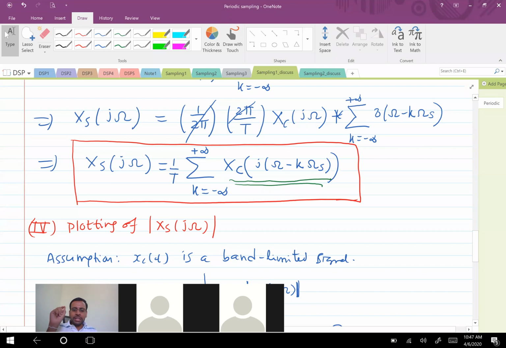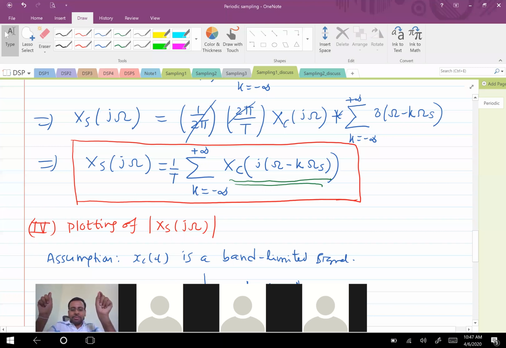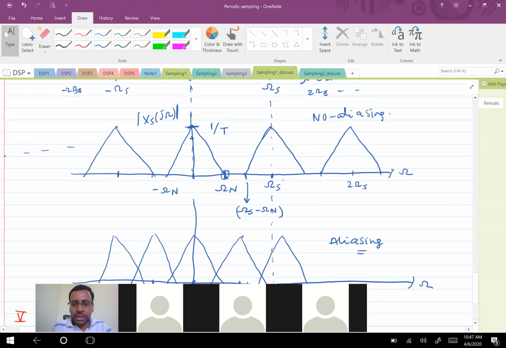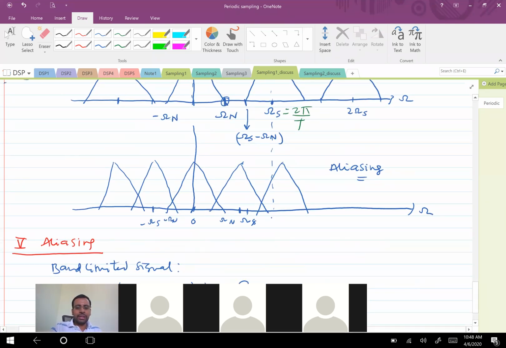Now, notice here, this omega s is nothing but 2 pi by T. So when you are placing these copies, if this omega s is small, in other words, you are taking samples very far apart, then what would happen? There will be an overlap between the frequency spectrums, right? So that's what you would see here. So omega s is 2 pi by T, correct? So if you are taking samples very far apart, that is when there is an overlap between the frequency spectrums. So that's what would happen, and that's referred to as aliasing here.